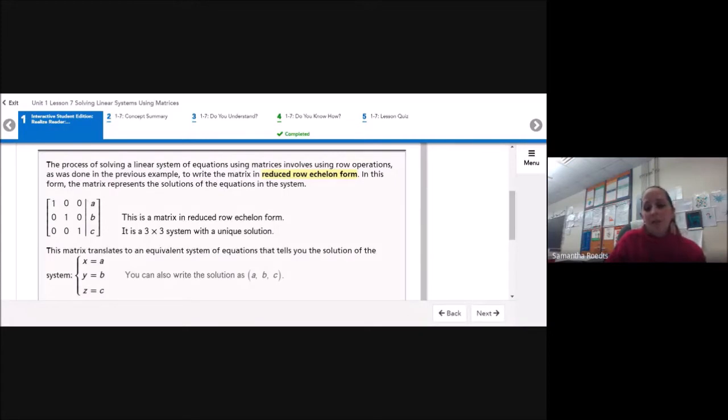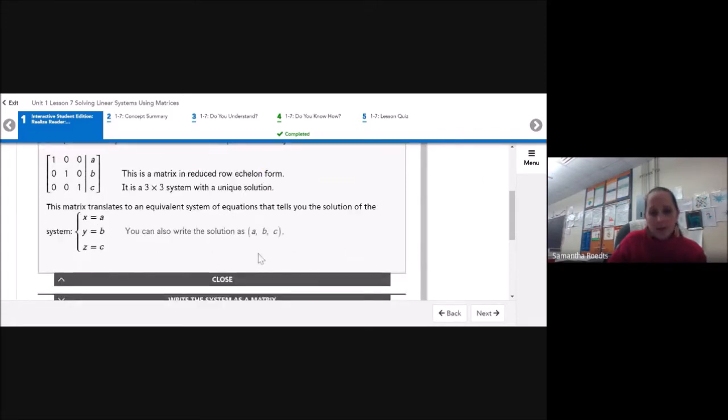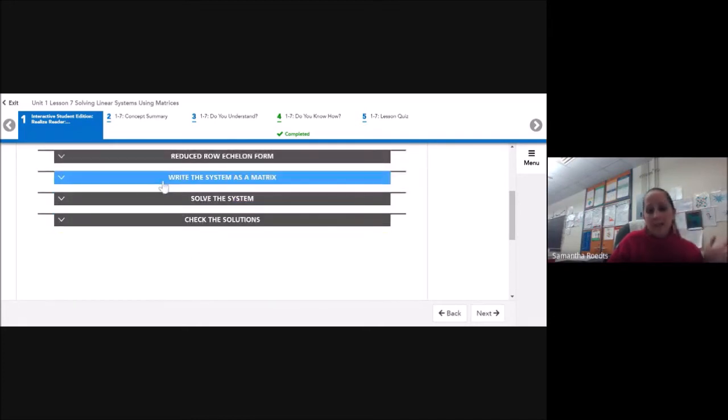So the process of solving a linear system of equations using matrices involves using row operations, as was done in the previous example, to write the matrix in reduced row echelon form. In this form, the matrix represents the solutions of the equations in the system. So this matrix is in reduced row echelon form. It's a 3x3 system with a unique solution. Okay? So this matrix translates to an equivalent system of equations that tells you the solution of the system. So X equals A, Y equals B, and Z equals C. So you can write the solution as A, comma B, comma C, right? So that's basically what we just did.